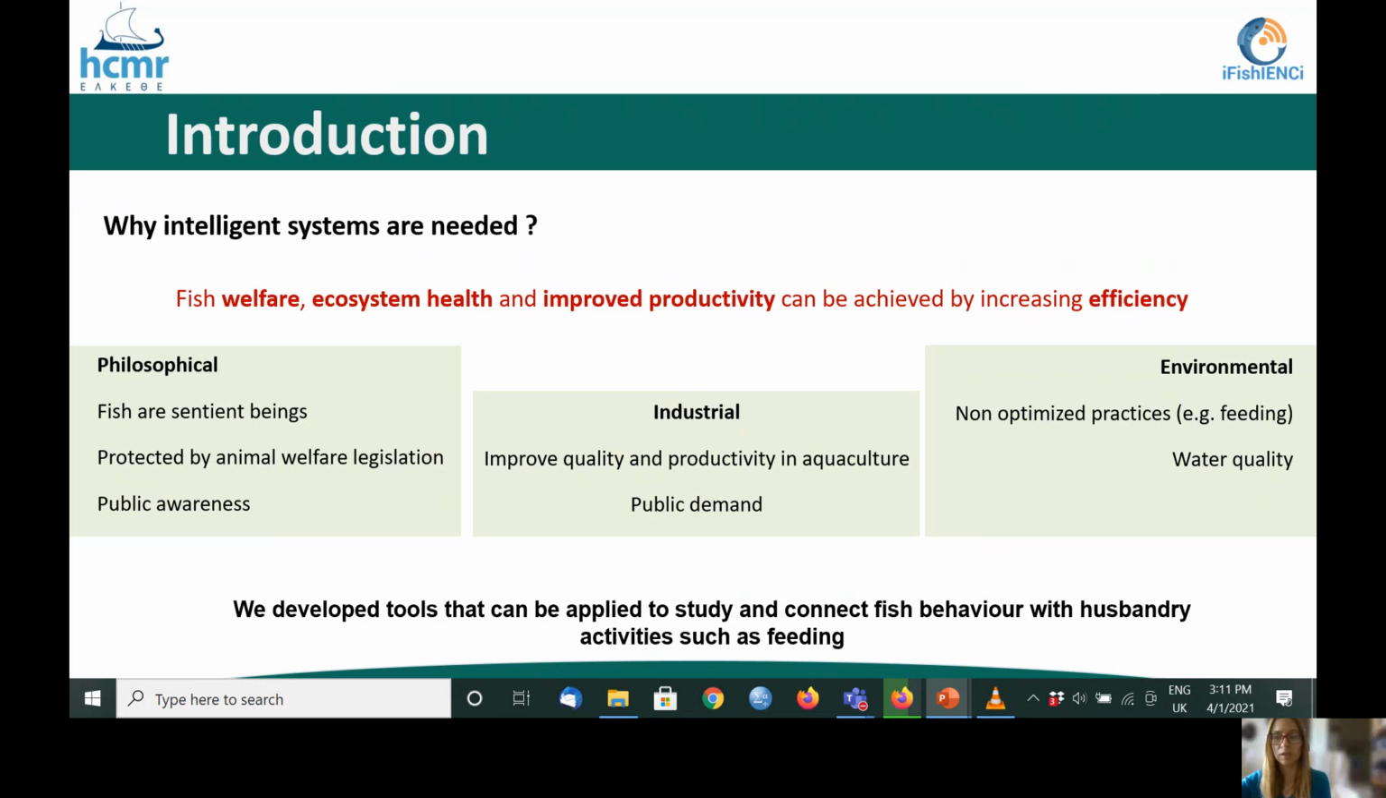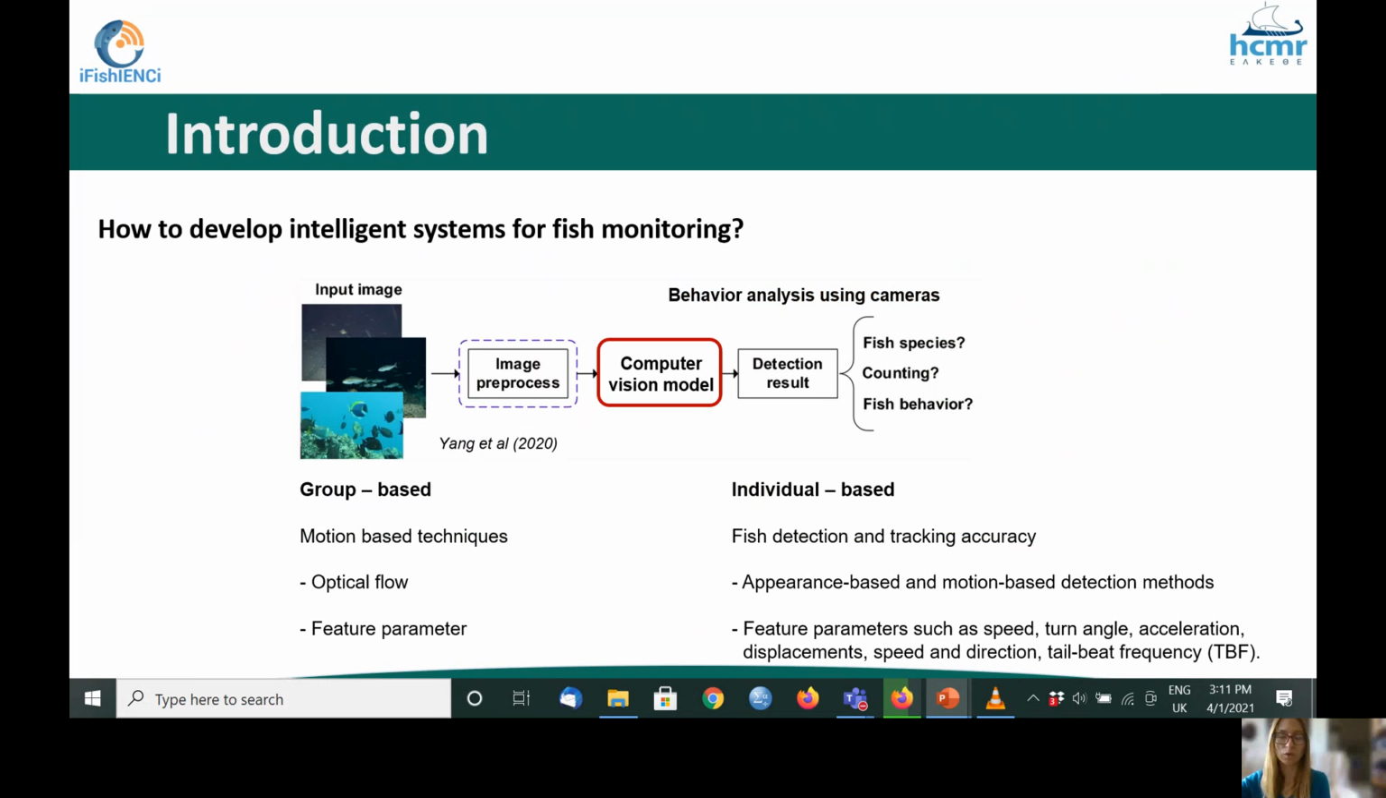There are different technologies that can be used for fish monitoring, including echo-sounders, telemetry devices, but also cameras. The last is what we also use for our study. There are also a lot of studies that develop methodologies to analyze the videos, and they are well summarized in the recent paper of Young et al. of 2020.